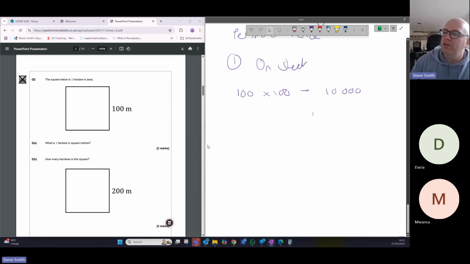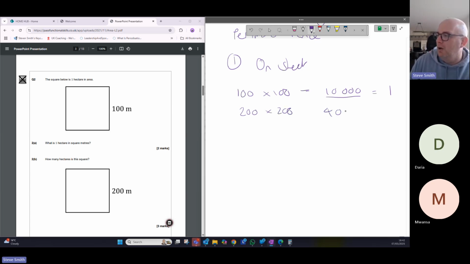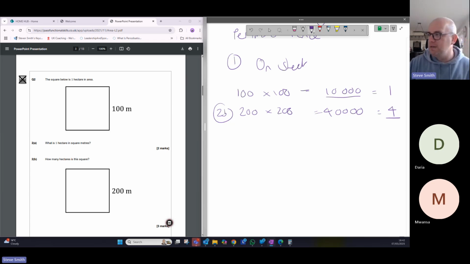So if 100 times 100 is 10,000, and that equals 1 hectare, 200 times 200, and you guessed it, I did 2 times 2, which is 4, and whack my zeros on the end. So it's 40,000. So if 10 equals 1, 40 definitely equals 4. So we can say question 2B is 4 hectares.